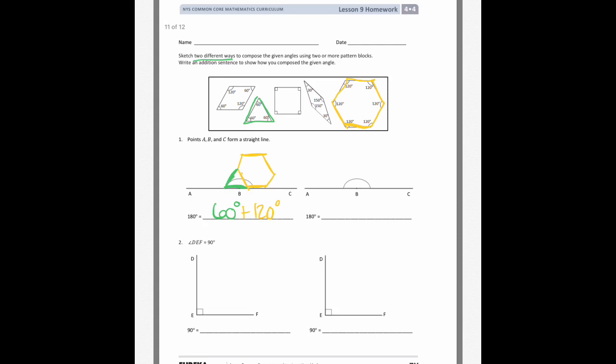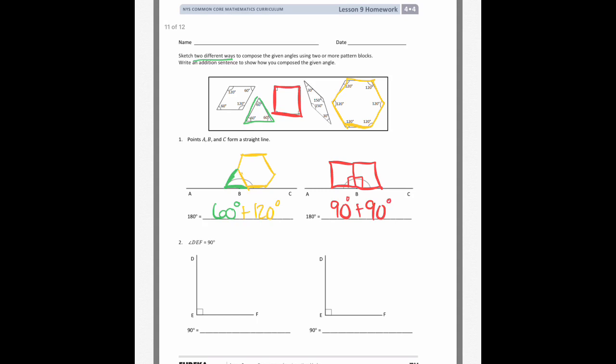So we're looking for another combination as well. I'm going to pick some that are easy to draw. I could probably use a square. So I'm going to use the square pattern block because it's just 90. And I can use another square, which is 90, and it'll give me 90 plus 90 equals 180. So it's basically finding different ways to compose 180.